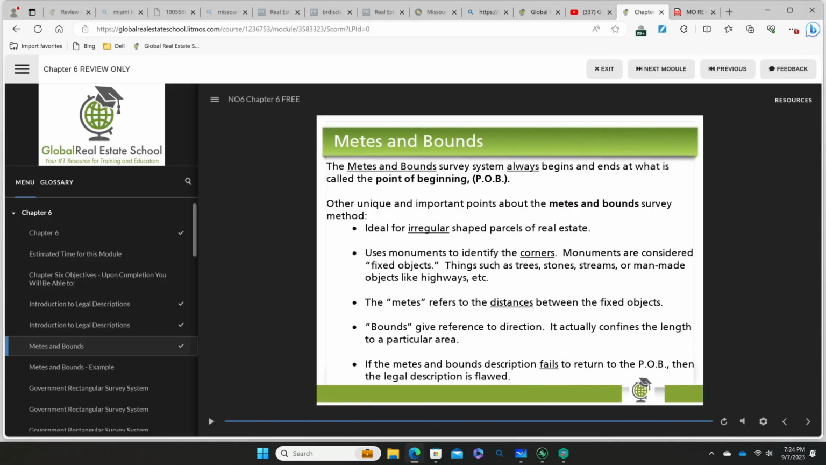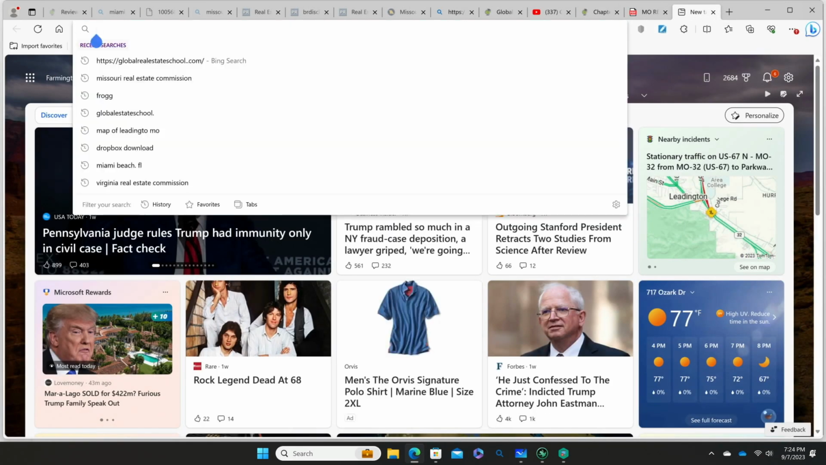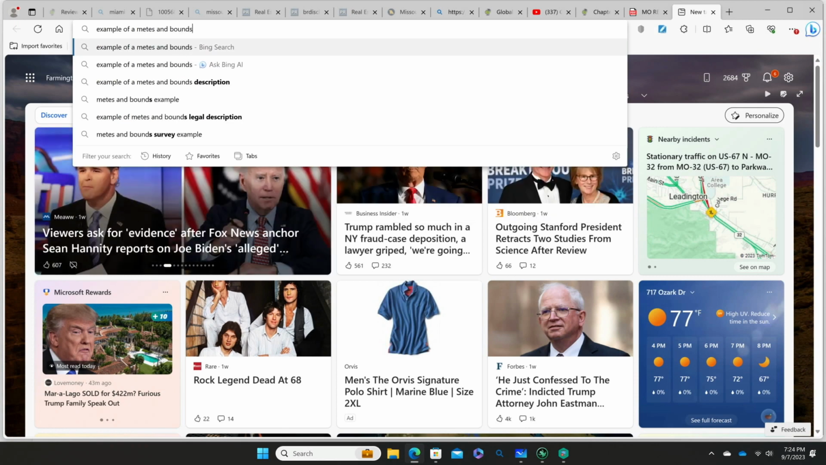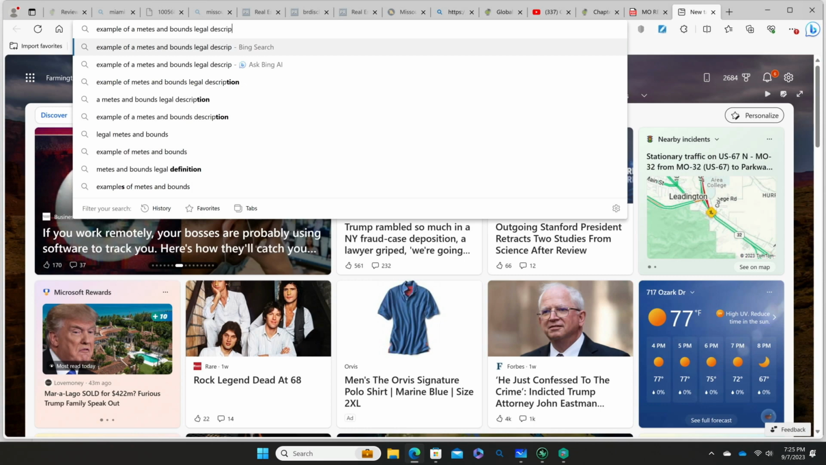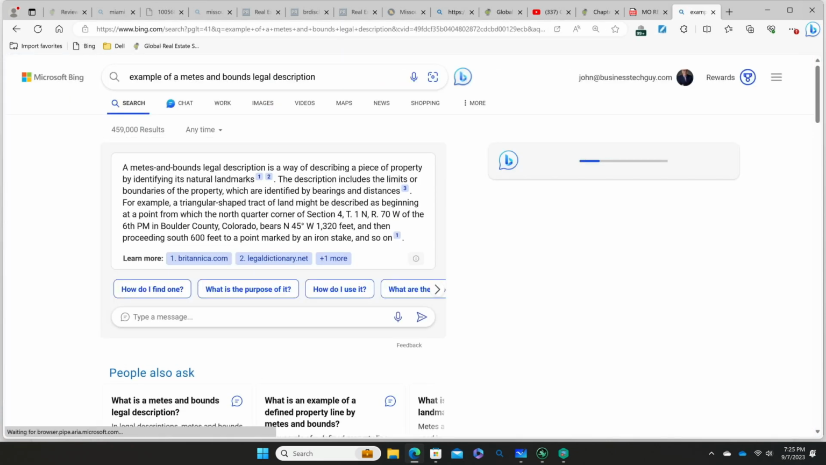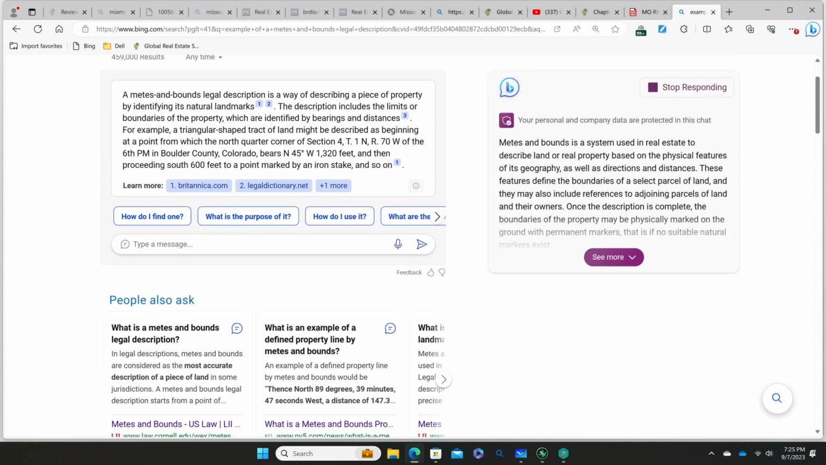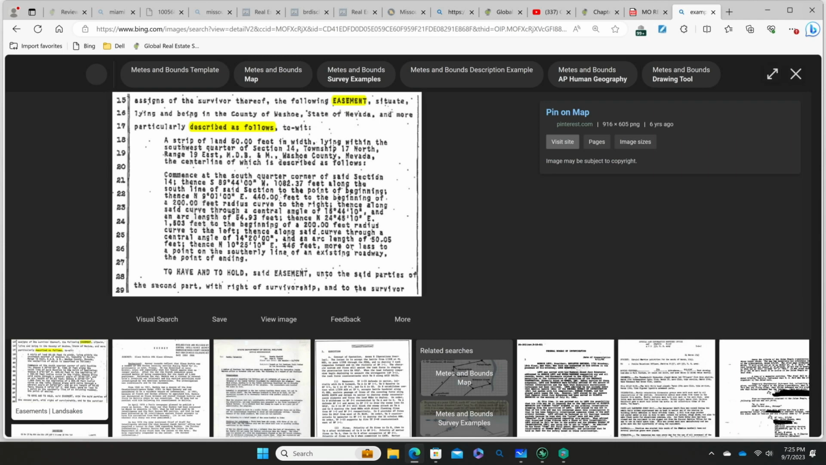But right here, if you know all of the key points that I'm mentioning here, you can answer any question over metes and bounds. Now, I have an example here on the next page, and this is not a real good example, but let me just write in here, example of a metes and bounds legal description. So here's an example of a metes and bounds legal description right there.